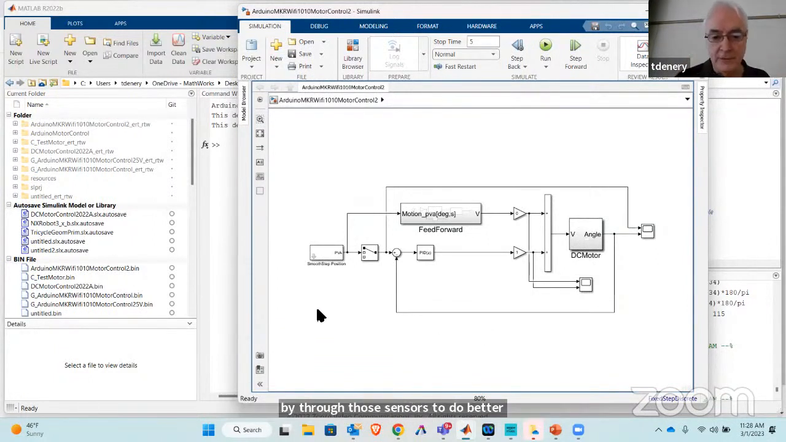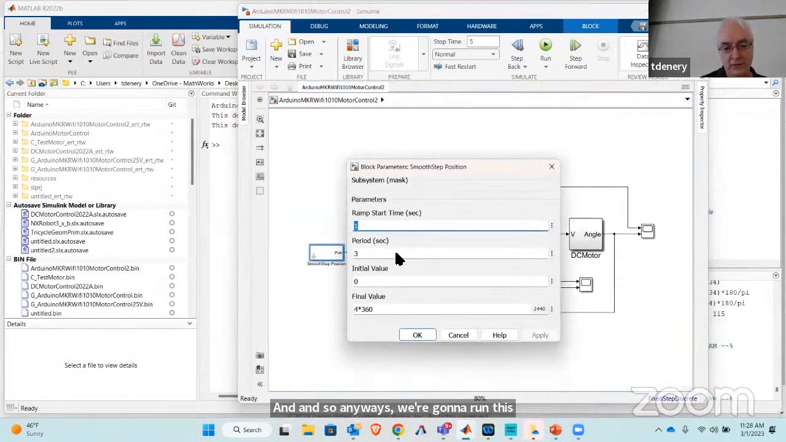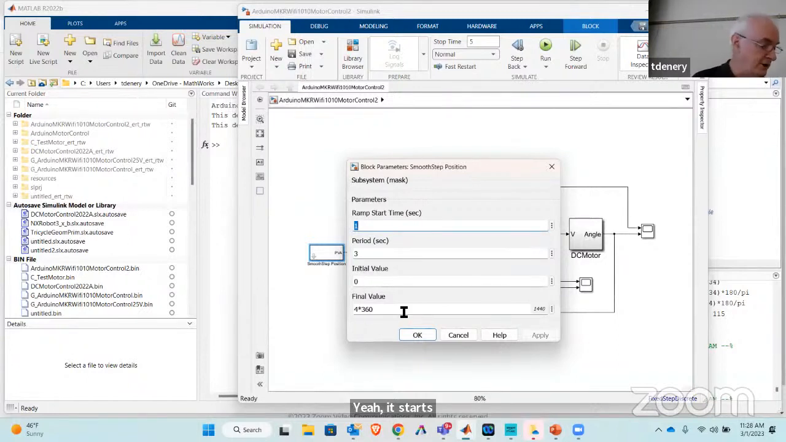Anyways, we're going to run this initially. I'll even show you what we're going to do. We're going to do a smooth transition that will start 1 second after it starts calculating, and it'll take 3 seconds and go essentially 4 rotations.